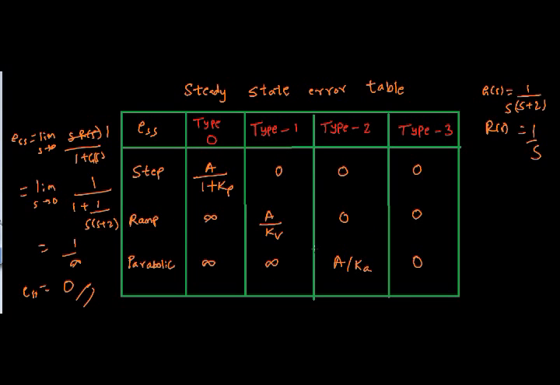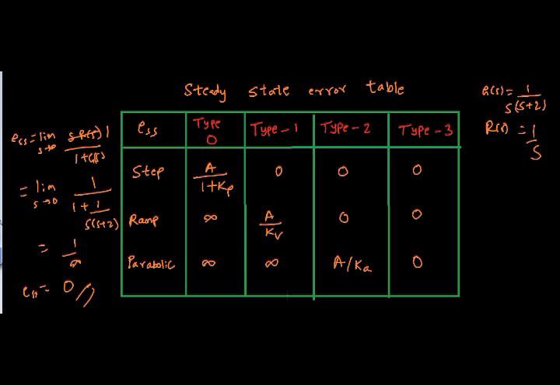So this is the steady state error table. Typically we calculate it for type 0, type 1, type 2, and for inputs step, ramp and parabolic. Okay, so you can see where we'll get a constant, where we'll get steady state error equal to 0, and where the steady state error is infinity, based on this table.